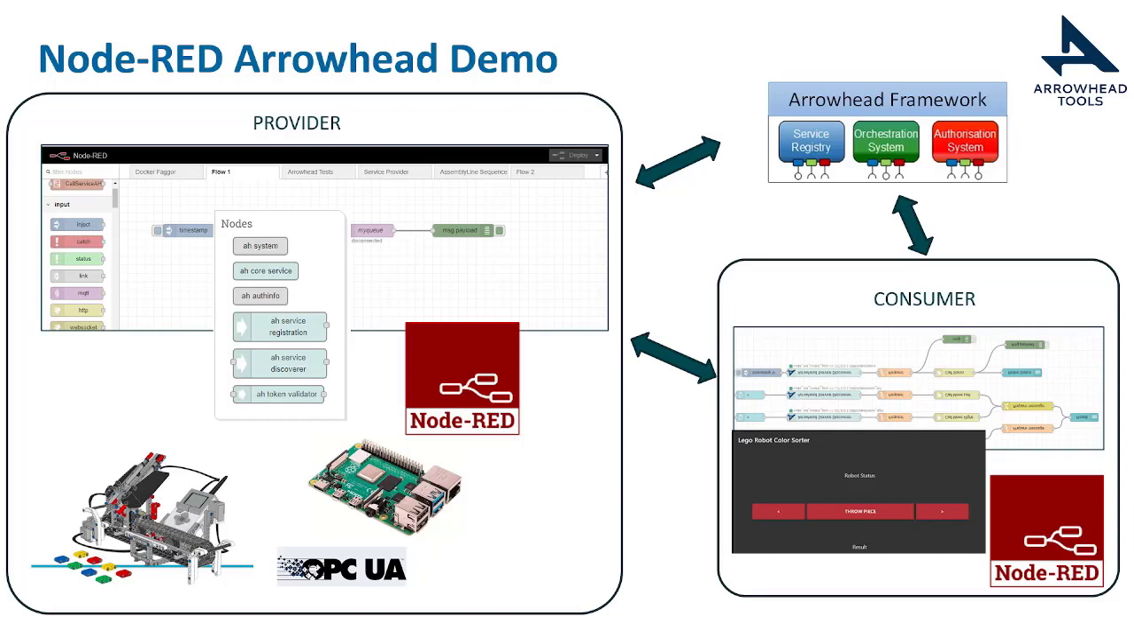NodeRED and OPC-UA are embedded in a Raspberry Pi board. The board connects to a Lego device simulating a color sorting machine. On the customer side, we have created a NodeRED client using the orchestrator service that consumes the legacy system as a consumer through Arrowhead. You can see it here. And we offer the consumer in a dashboard with buttons that can action the Lego machine.